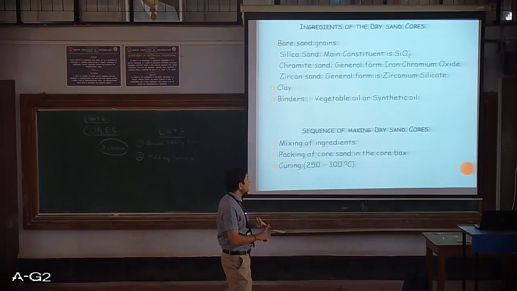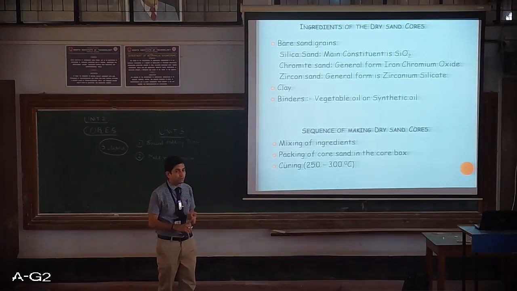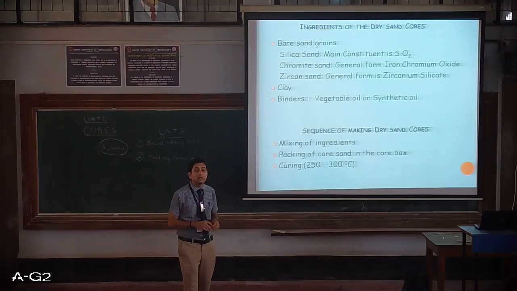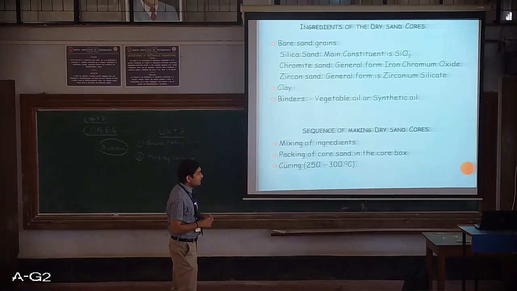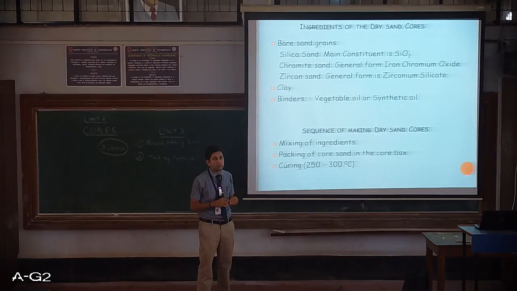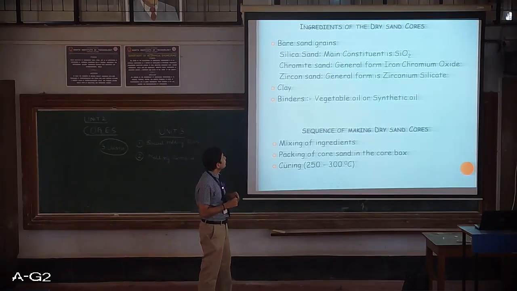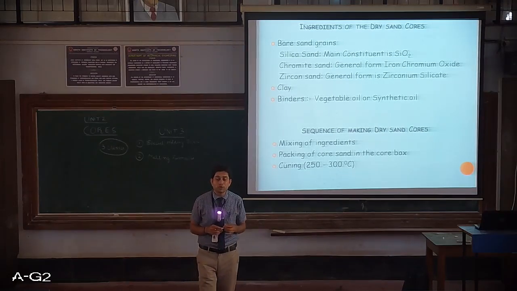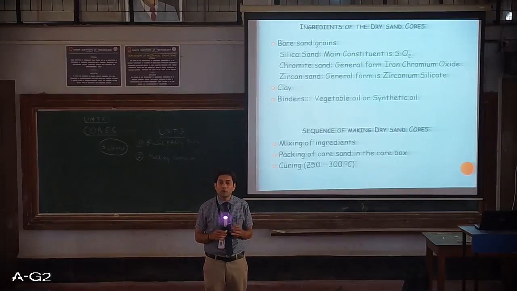One is that it is made up of silica bare sand grains, plus it will have some kind of binders. And the third one is that it will have some amount of clay in it. So these are the three ingredients the sand core is being made up of. One important part of the core will be your bare sand grains, and those bare sand grains can be of silica, it can be of zirconium type, or it can be even of chromite sand. So different options of sands are possible. You can make use of zirconium sand, chromite sand, or the normal silica sand.